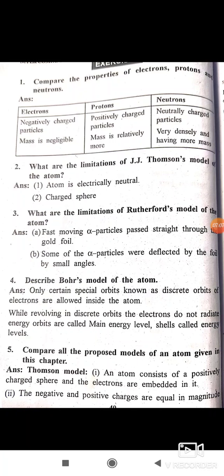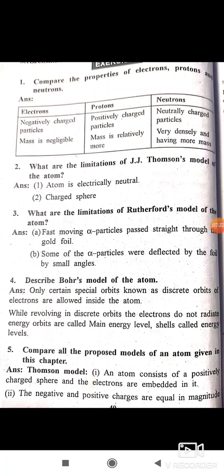And describe Bohr's model of the atom. Only certain special orbits known as discrete orbits of electrons are allowed inside the atom. While revolving in discrete orbits, the electrons do not radiate energy. Orbits are called main energy level. So shells called energy levels.